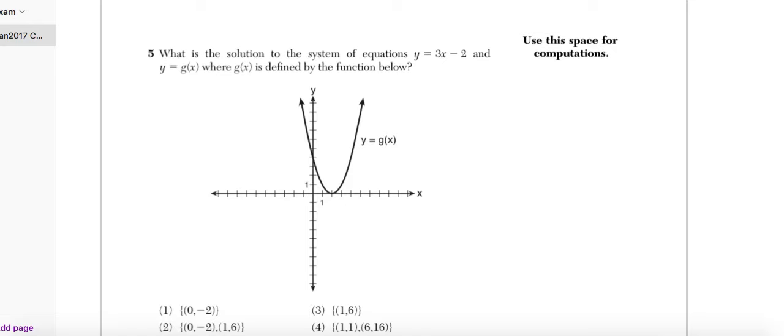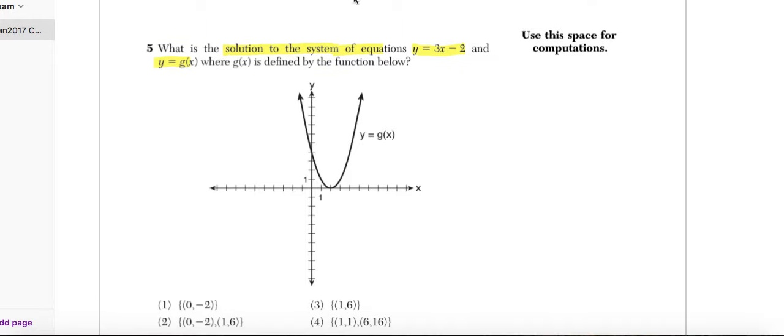I found it interesting. What is the solution to the system of equations? y equals 3x minus 2 and y equals g of x, where g of x is defined by the function below. So if you look at g of x, it's clearly a quadratic. It has only one x-intercept at 2. So it's the graph of y equals x squared shifted right 2 units.